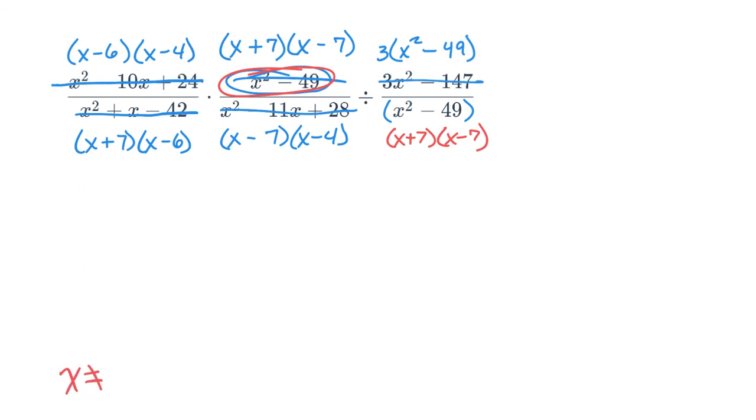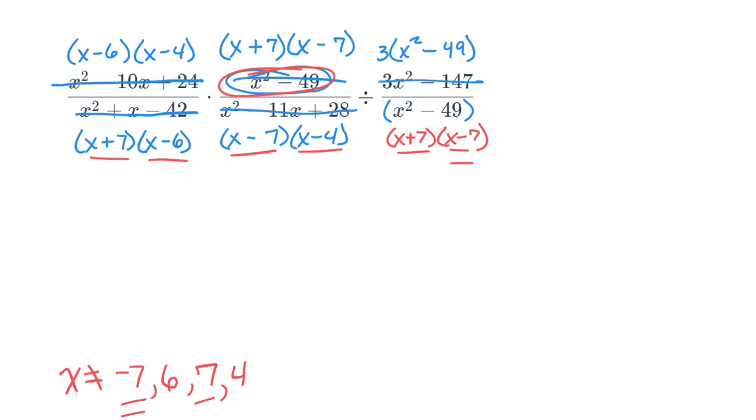X cannot be equal to -7 because of that, 6 because of that, +7 because of that, +4 because of that. -7 has already been stated, +7 has also already been stated. All right. Now we also have a keep change flip situation here. So another thing I will have to consider is this will be a denominator in a second, but since I've already done that, I don't have to worry about it.